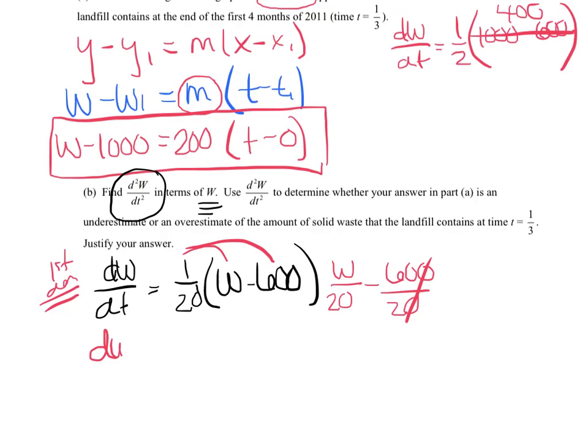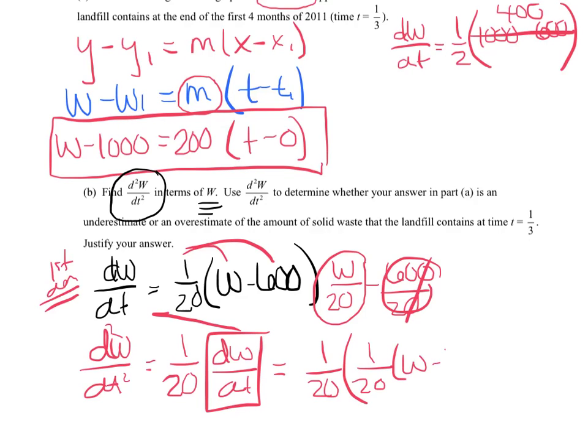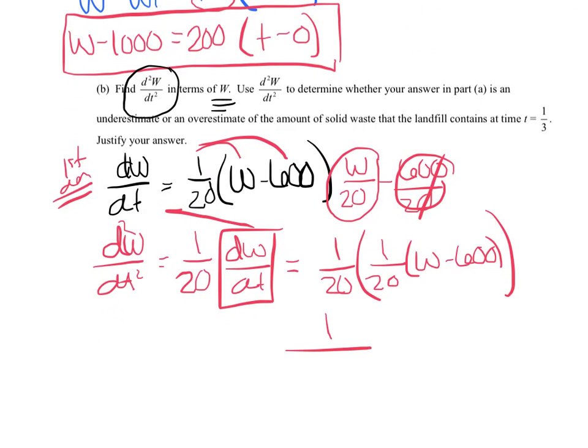So the second derivative is equal to 1/20th dW/dt, and the other part is just a constant. Now, it says I can only express it in terms of W, so what do you know about dW/dt? Well, it's right here. This is really 1/20th times 1/20th (W minus 600). So now you've expressed it strictly in terms of W. And you could clean it up just a little bit. I would probably say that's 1 over 400 times (W minus 600).